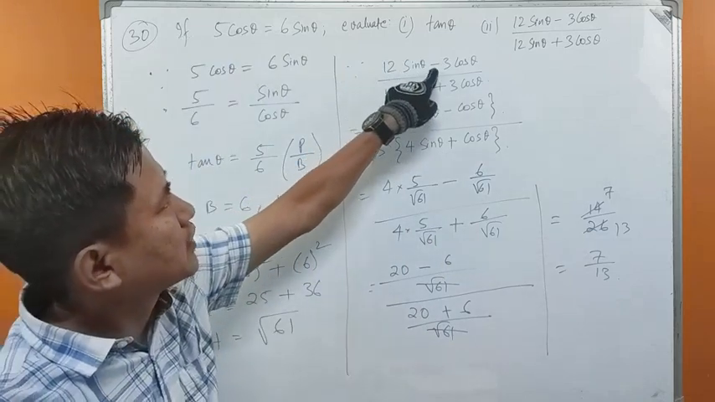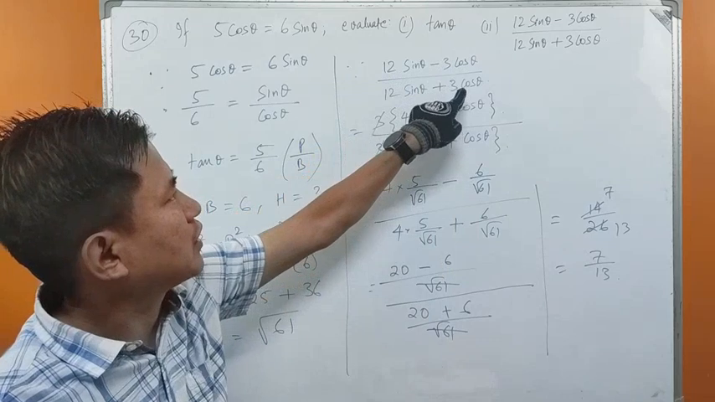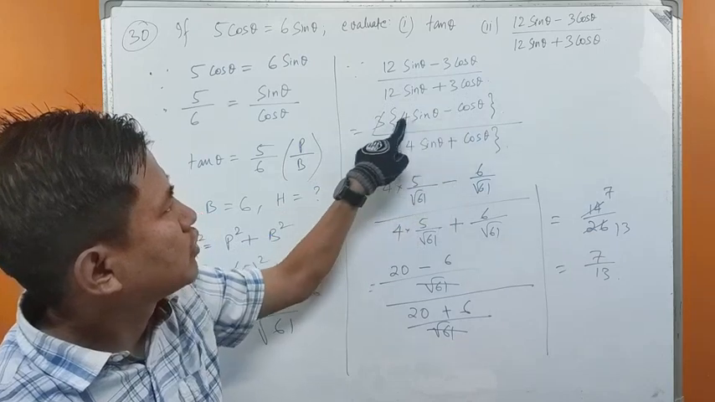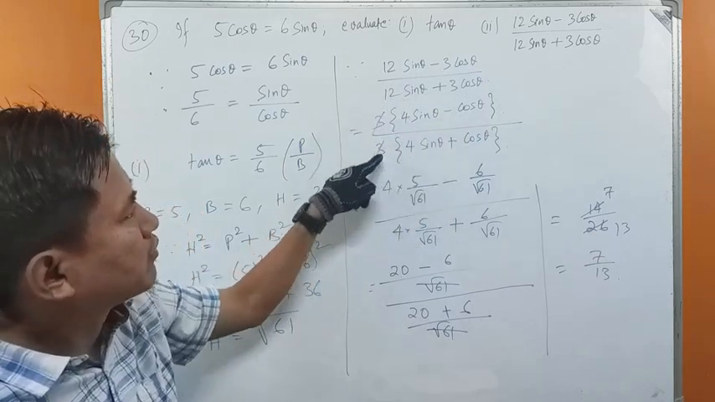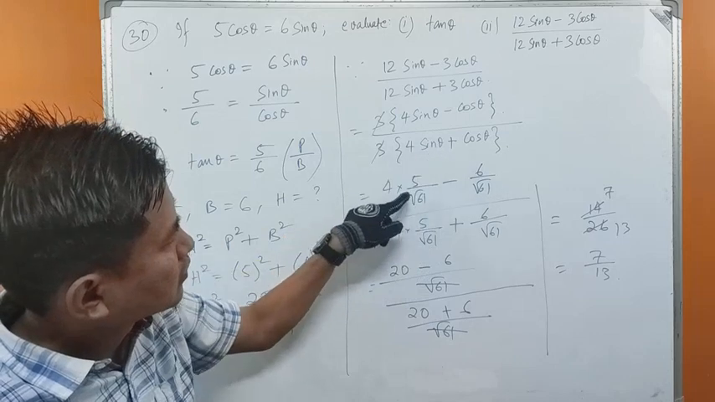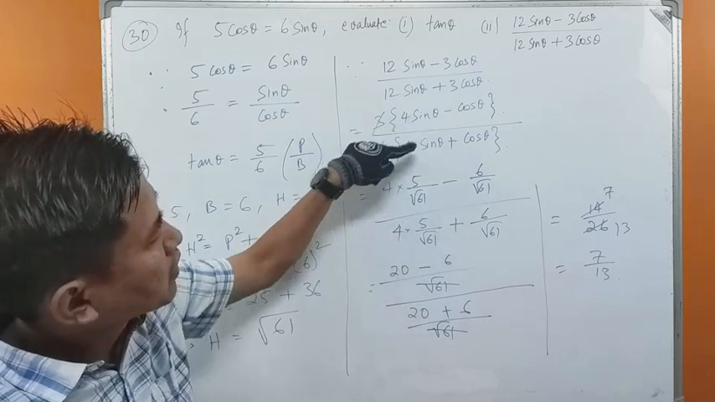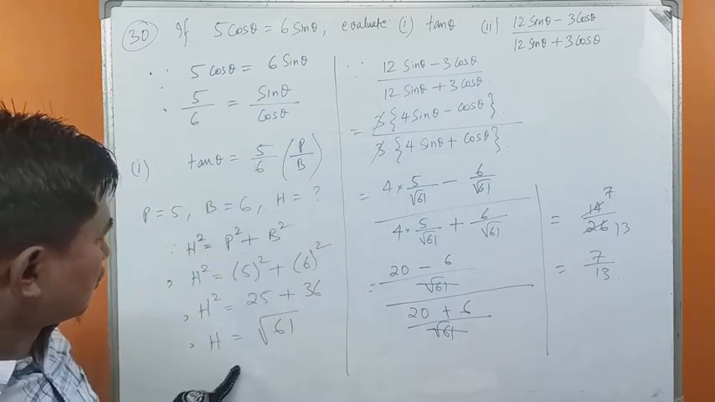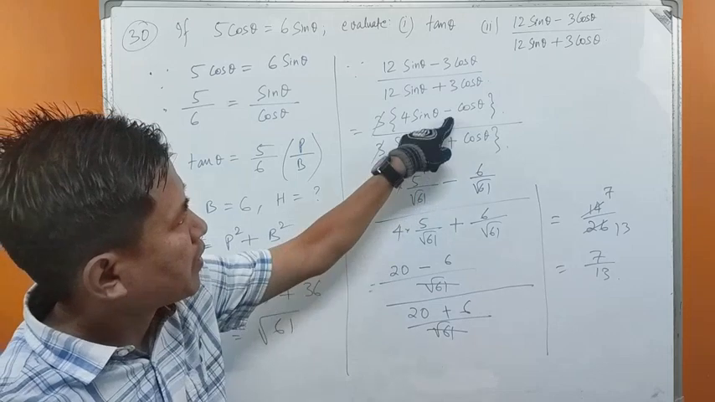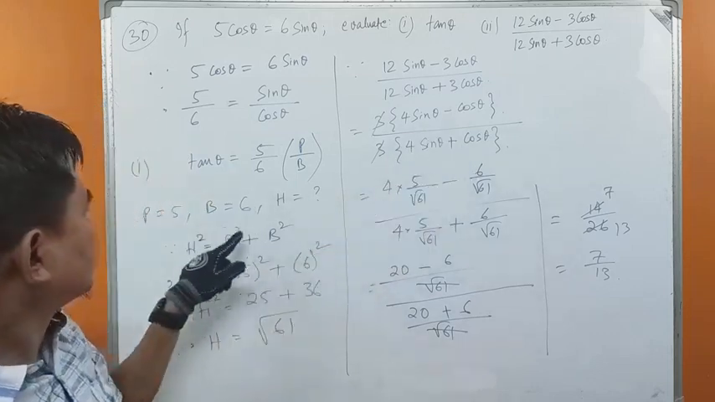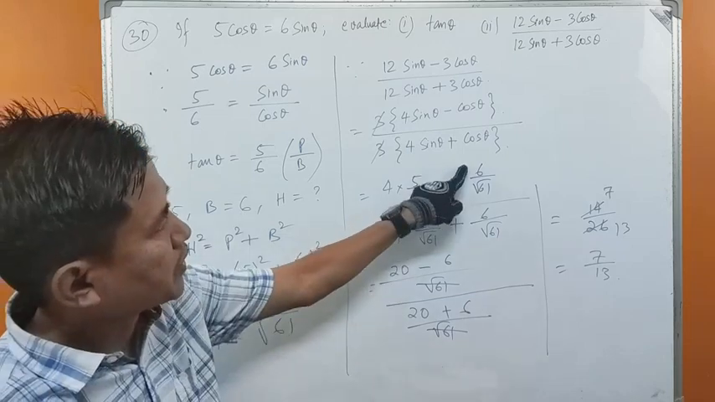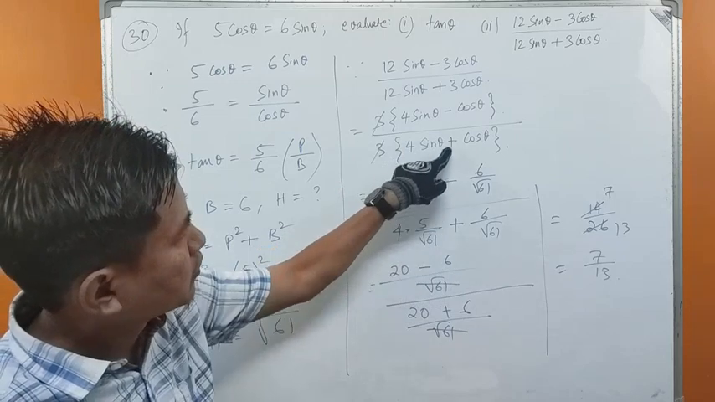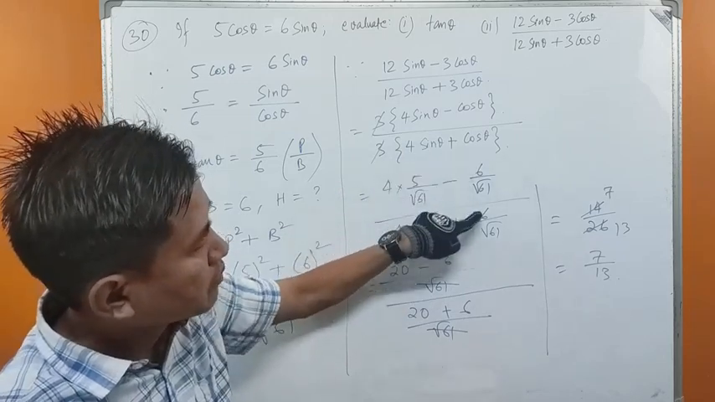You can see here 12 sin theta minus 3 cos theta, 12 sin theta plus 3 cos theta. So this minus is for the numerator and this plus is for the denominator. We took 3 common from the numerator as well as the denominator and we cancelled 3. After that 4 sin theta means perpendicular upon hypotenuse. Perpendicular is 5, hypotenuse is root 61. Minus cos theta is base upon hypotenuse. Base is 6, hypotenuse is root 61. Same thing in the denominator, 4 sin theta plus cos theta means base upon hypotenuse.